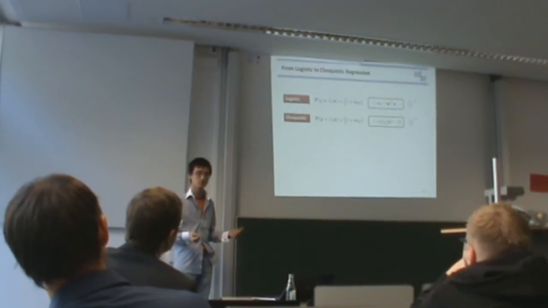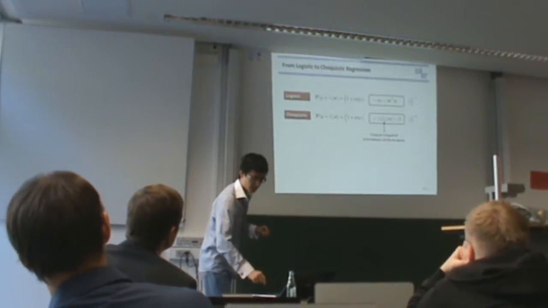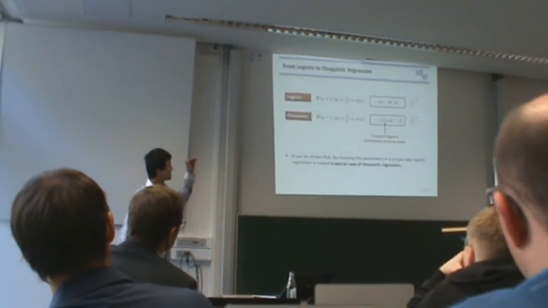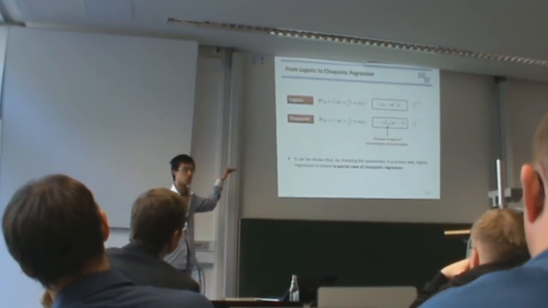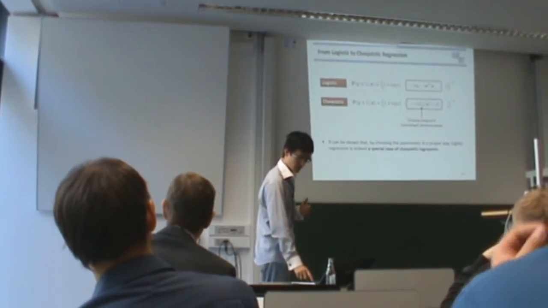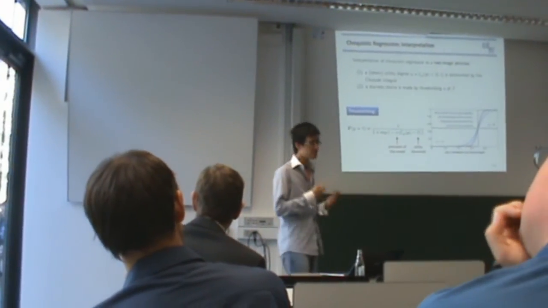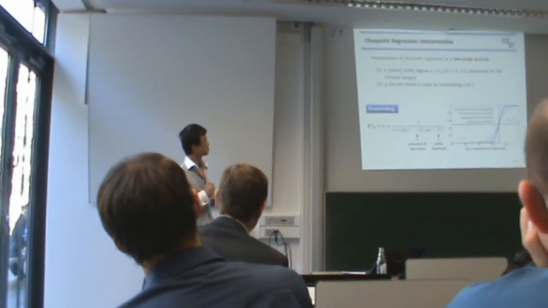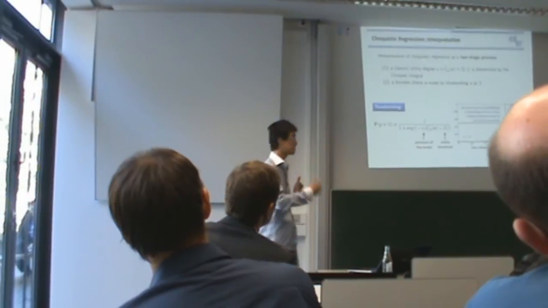parameters. Okay? Actually, you can show that by proper parameterization, indeed, this model can be reduced to a logistic regression. So indeed, it's a proper extension of the logistic regression model. Now, to better understand the model, I'll just give you an intuition behind it. So you can interpret this choquistic regression as a two-stage process.